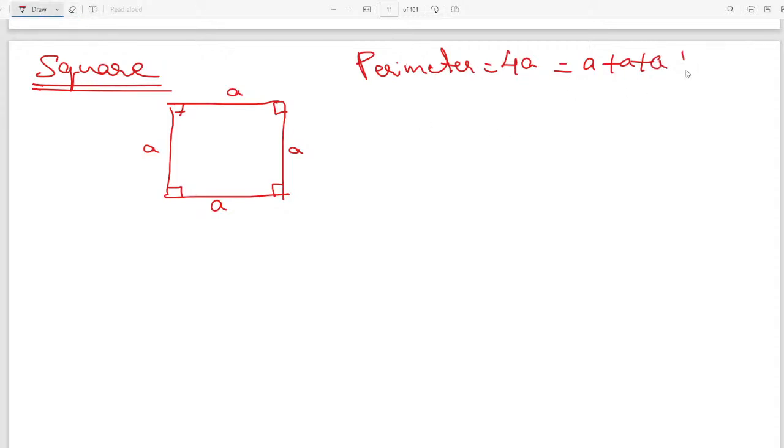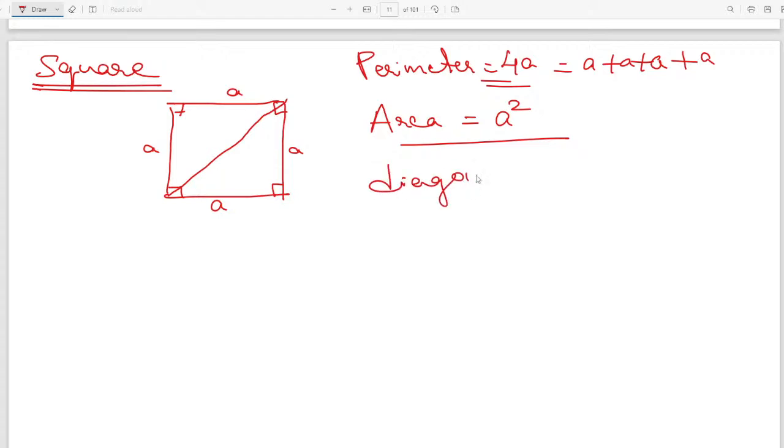This is A plus A plus A plus A, which is equal to 4A, and the area of the square is A square. And the diagonal of a square is equal to root 2 into A. How did this come?